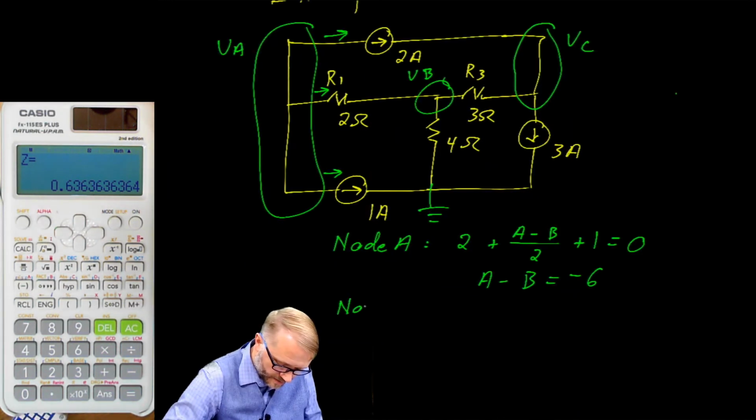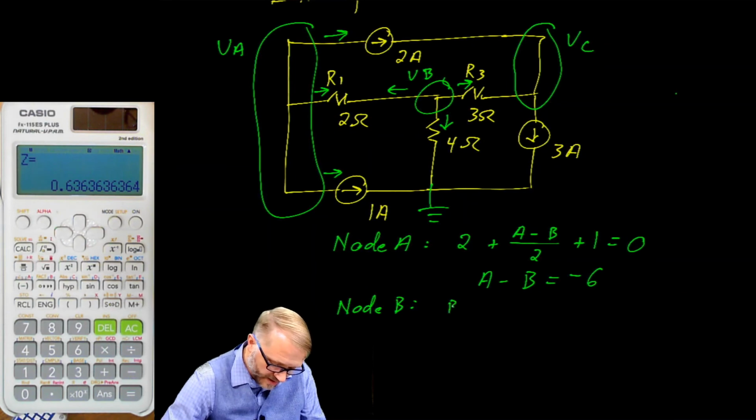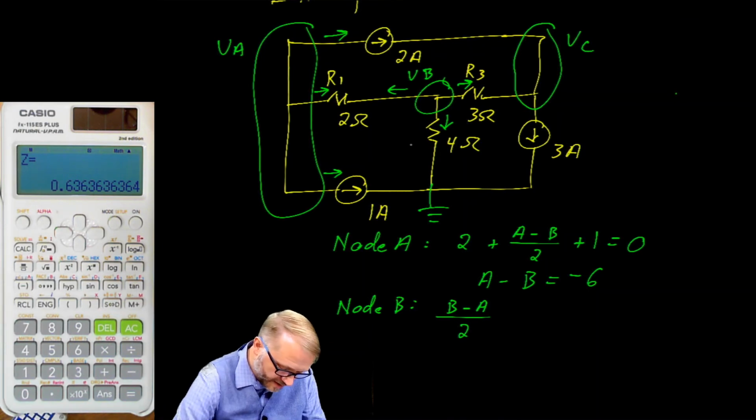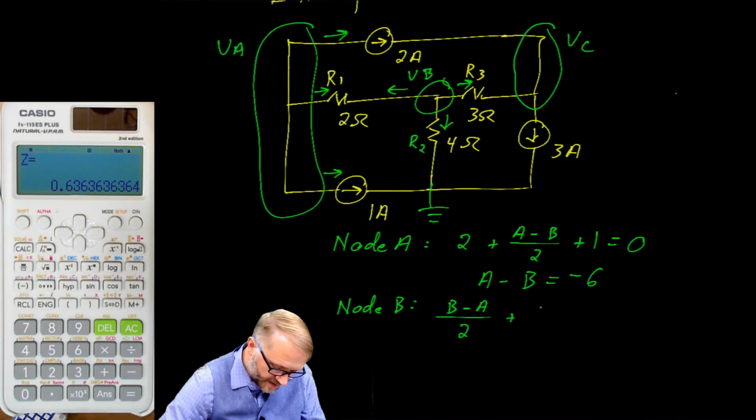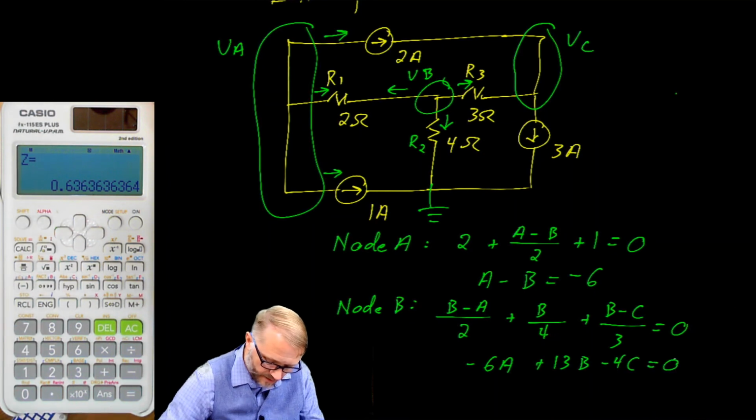For node B, we'll assume that is leaving, and that is leaving. So this becomes B minus A divided by 2. That takes care of that one. For the 4 ohm resistor there for our R2, we would say B divided by 4. And for R3, we have B minus C divided by 3 equals 0. Simplifying that, negative 6A plus 13B minus 4C is equal to 0.